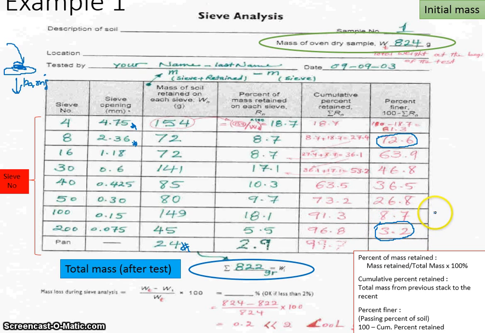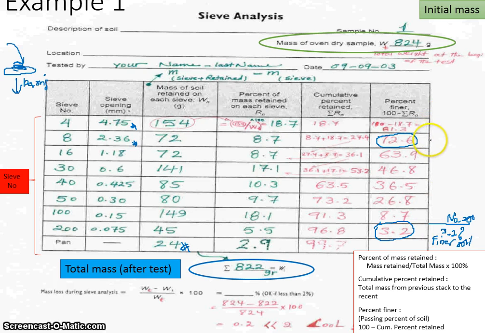What we can also learn from the sieve is, let's say for number 200, the passing rate, let's say this is a barrier of 200, is 3.2%. So only 3.2% is finer soil. Finer soil could be clay, it could be silt. To know whether it is clay or silt, we can do another test, which is the Atterberg limit test.